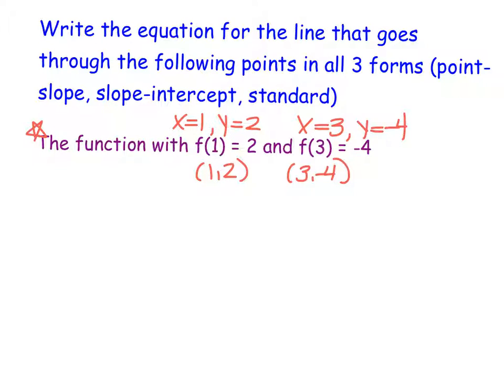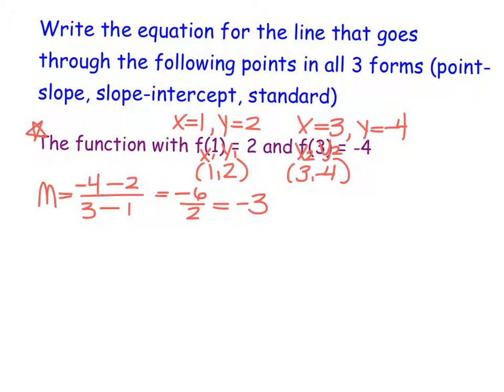Then I know that I always need to start in point slope form. So now that I have some points, I need to find the slope of my line. So here we're going to have x1, y1, x2, y2. So we have negative 4, which is y2, minus y1, which is 2, over x2, which is 3, minus x1, which is 1. So we end up with negative 6 over 2, or a slope of -3.